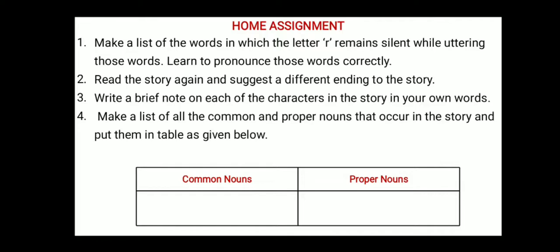Students, here's the home assignment for you. First, make a list of the words in which the letter R remains silent while uttering those words. Learn to pronounce those words correctly. Second, read the story again and suggest a different ending to the story. Third, write a brief note on each of the characters in the story in your own words. Fourth, make a list of all the common and proper nouns that occur in the story and put them in a table as given below. So students, in one column, please write the common nouns and in the other column, proper nouns.